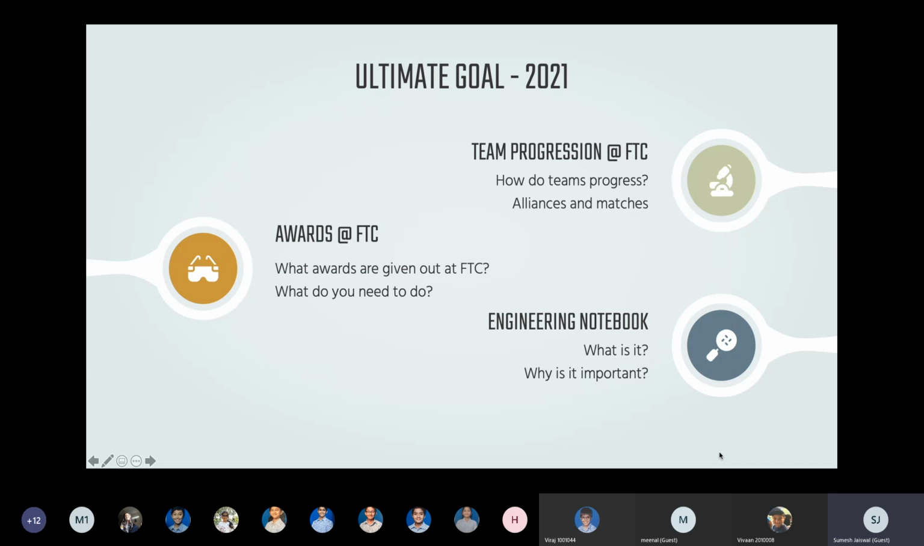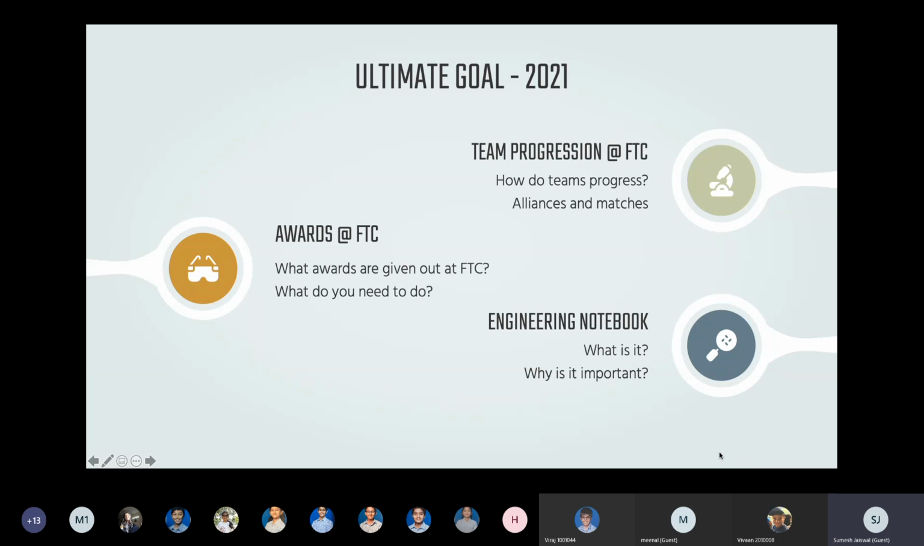We'll also look at the most important part of FTC, the awards. There are many awards that are given out, and not all of them depend on how well you perform in the matches. So it's important to understand what is the criteria behind these awards, and what is it that as a team you can do in order to target these awards. So we'll be talking about that.